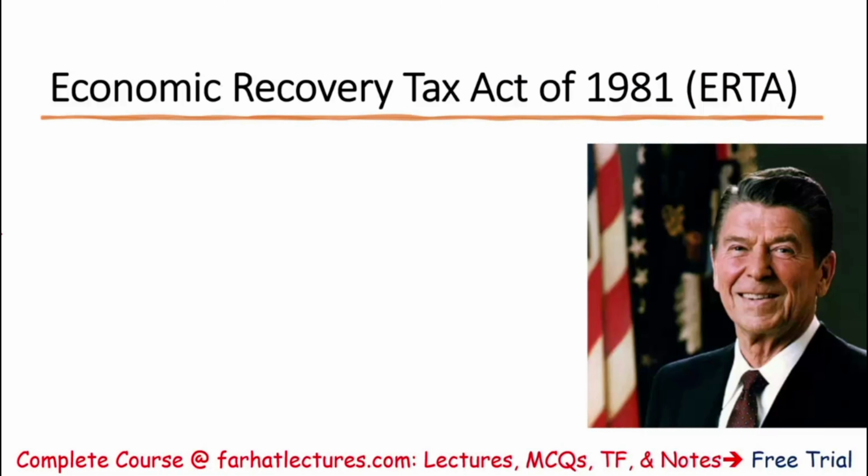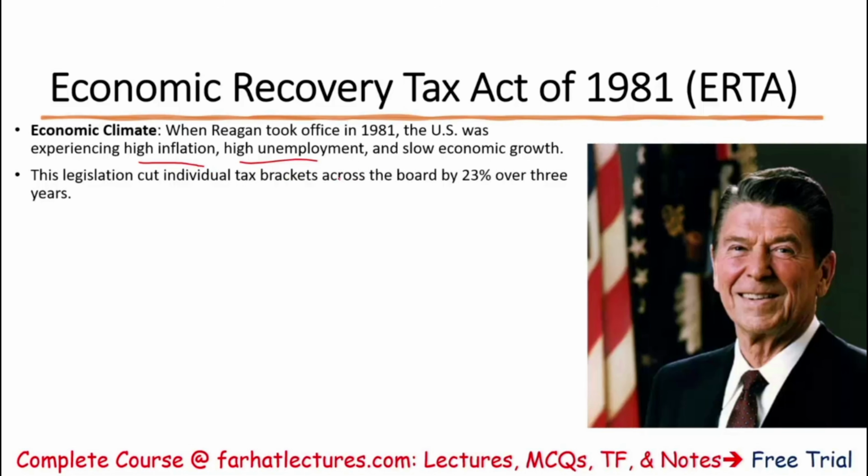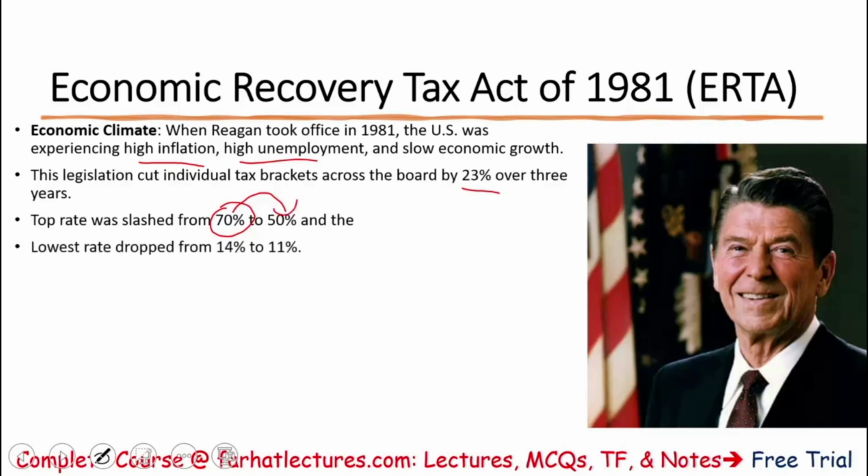And we now have the Economic Recovery Act of 1981. Once again, the background here is the US was experiencing high inflation, high unemployment, and slow economic growth. What did President Reagan do? Well, he cut tax brackets across the board by 23% over a 3-year period. So the top rate was slashed from 70, remember, it went down to 70 during Kennedy's, but down to 50. And the lowest rate dropped from 14 to 11. So people in the lowest tax bracket also paid less.